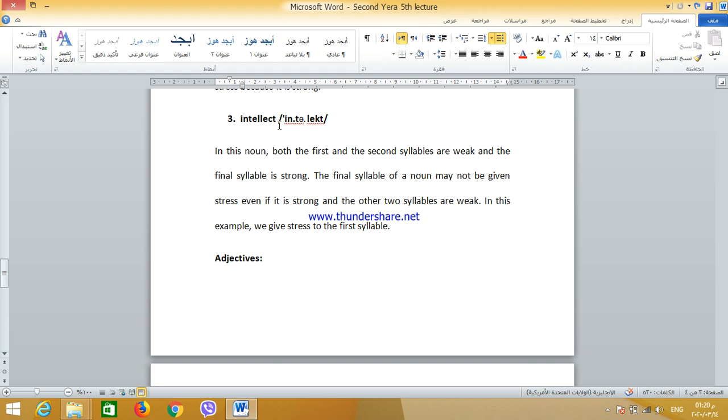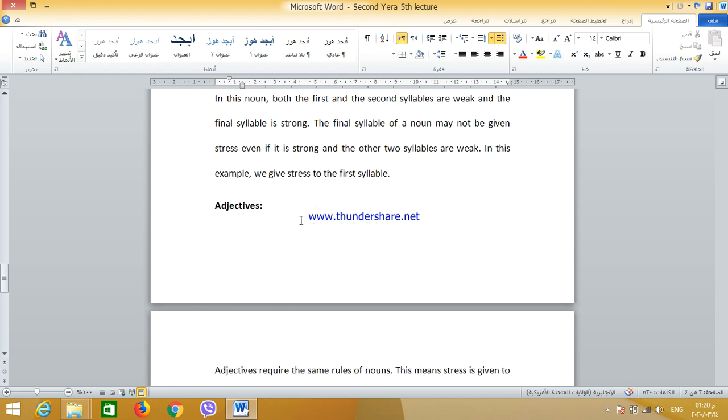But if you remember, we said we have a rule in dealing with nouns. Even if the final syllable is strong and the first and the second syllables are weak, we don't put stress on the final syllable. What do we do? We go back to the first syllable and give it stress even though it is weak.